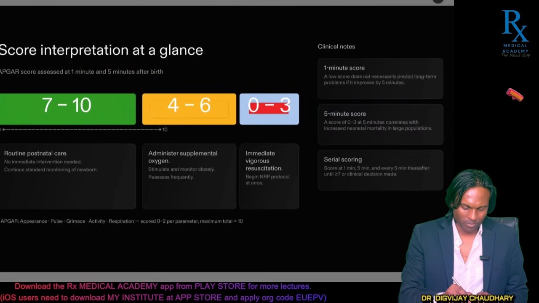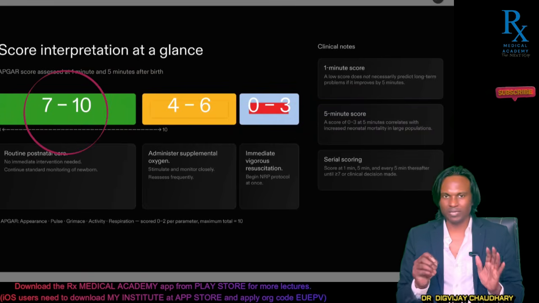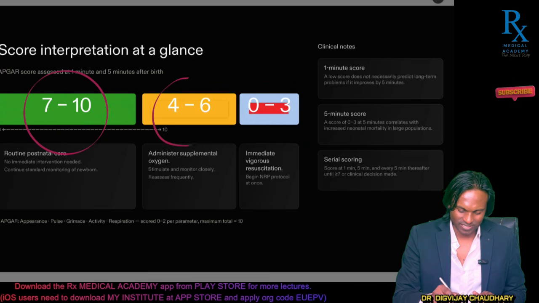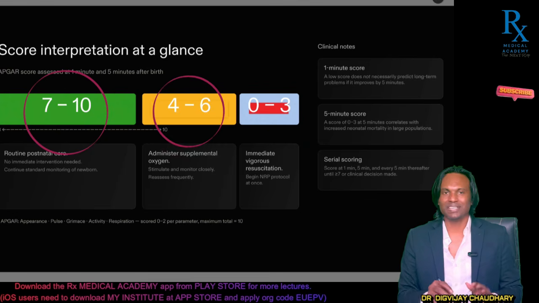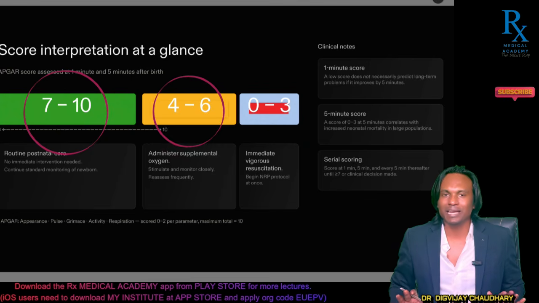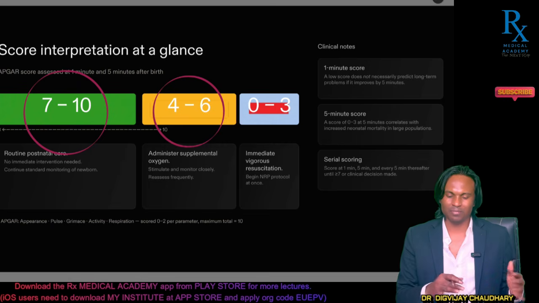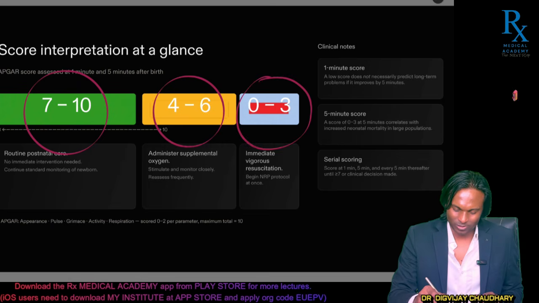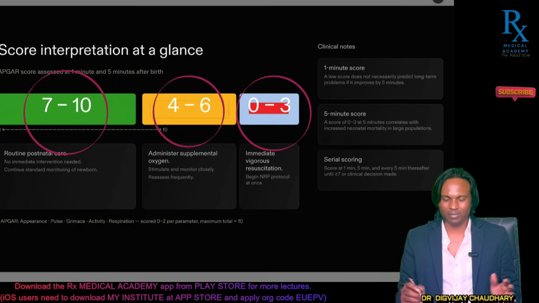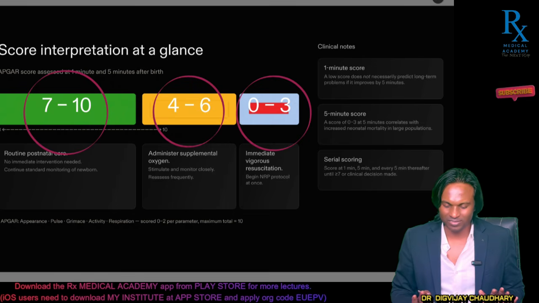Now let's again talk about the interpretation. If it is 7 to 10, everything is fine. If it is between 4 to 6, then it means there is moderate depression. You might need oxygen support, you might need to do suction, whatever is needed at that time you have to do. And if the score is 0 to 3, it means the baby is severely depressed. Go ahead with your steps of resuscitation.